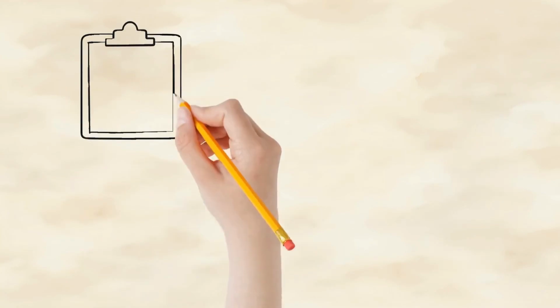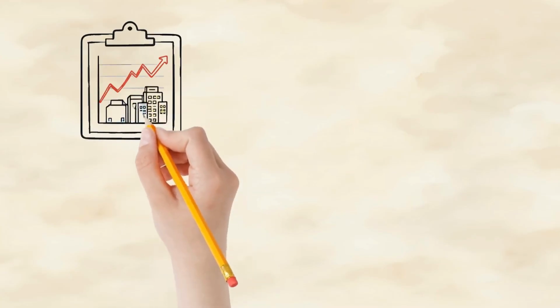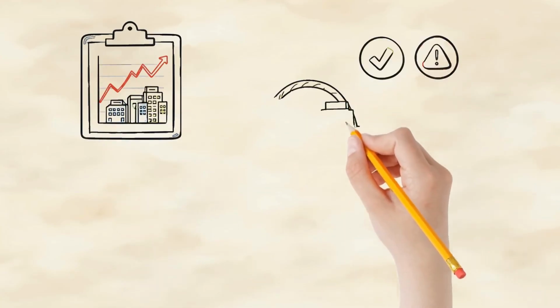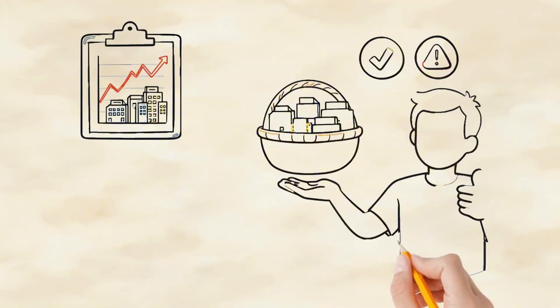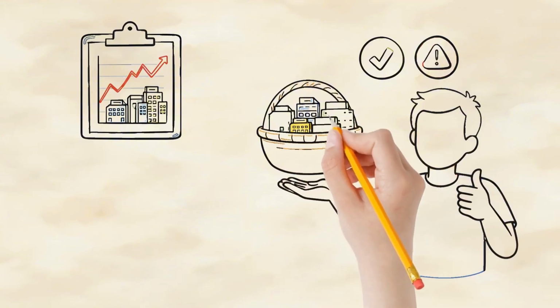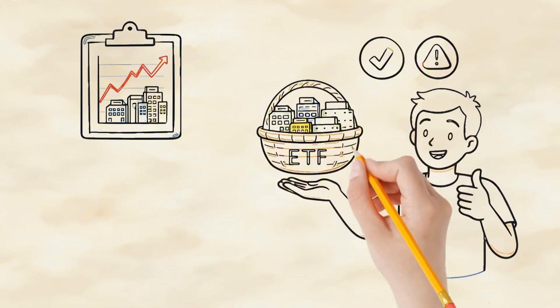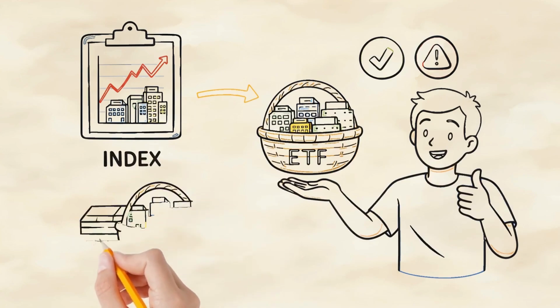Next, index and ETF. An index tracks a group of stocks. It matters because it's how people talk about the market. An ETF is a basket you can buy and sell like a stock. It matters because one ETF can give you broad exposure without picking individual companies.